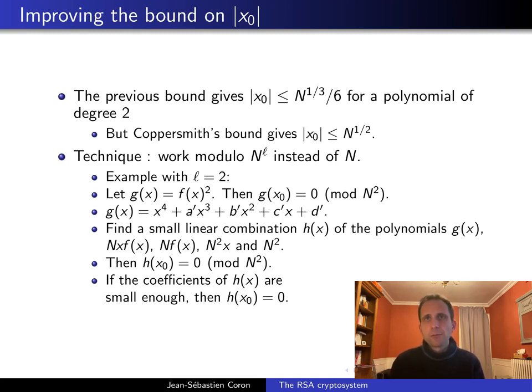This time we use the polynomials n squared x and n squared, because we want x0 to be a root modulo n squared. So when h is a linear combination of these 5 polynomials, then x0 for sure is a root of h, but this time modulo n squared. And then as previously, if we manage to find small coefficients for h, then x0 is going to be a root of h over the integers, and then we can recover x0 as previously.